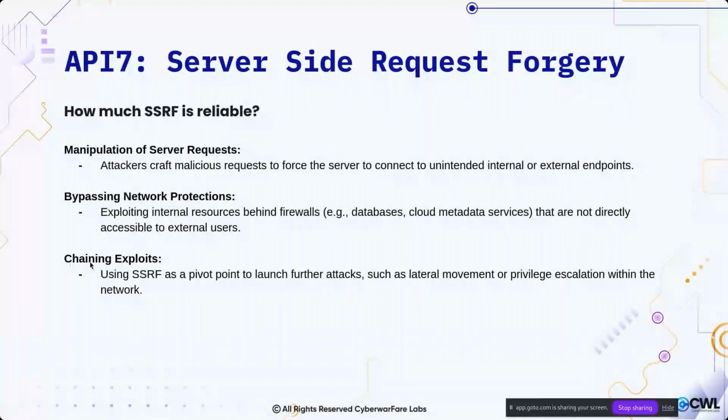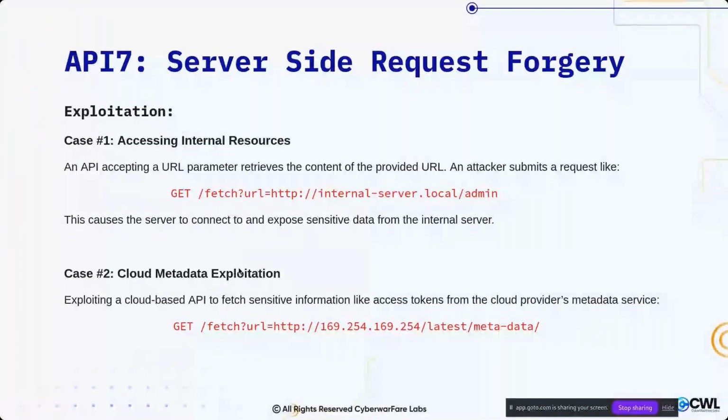By chaining the exploit, he can use SSRF to pivot and launch further attacks such as lateral movement. If he's inside one server, using lateral movement he can escalate or change roles from one server to another, which can lead to compromise of the whole organization.